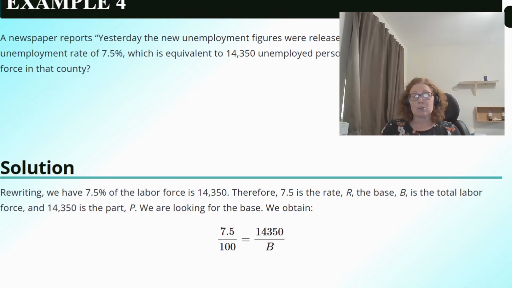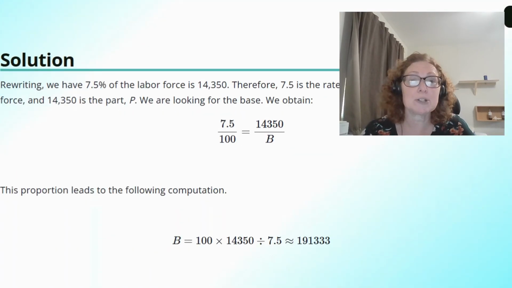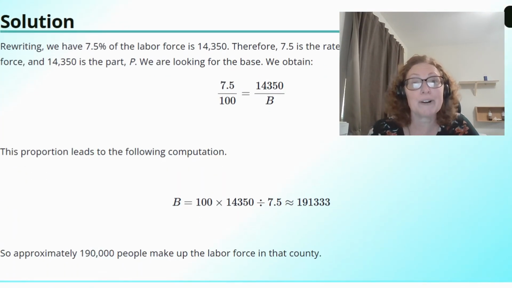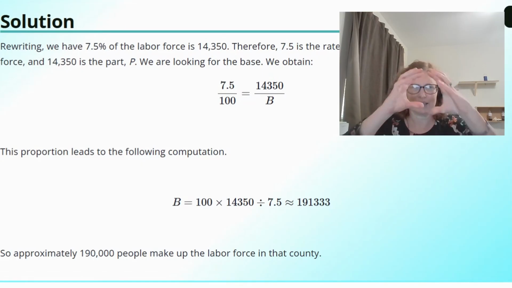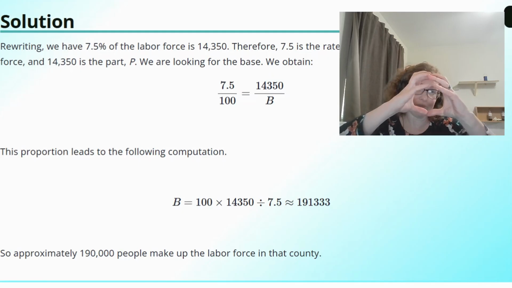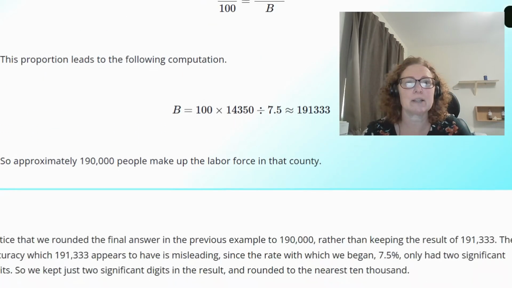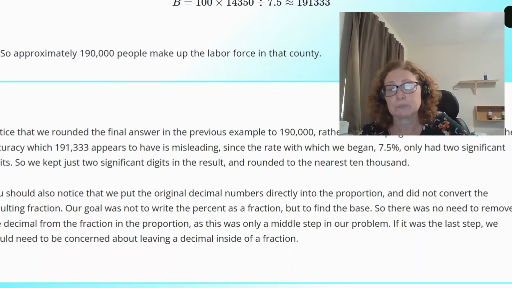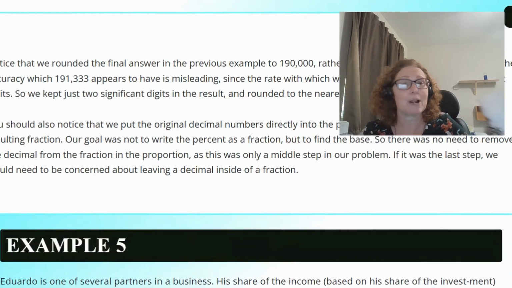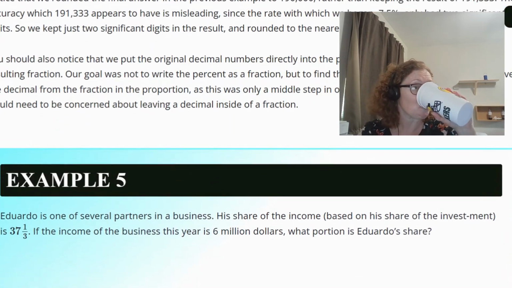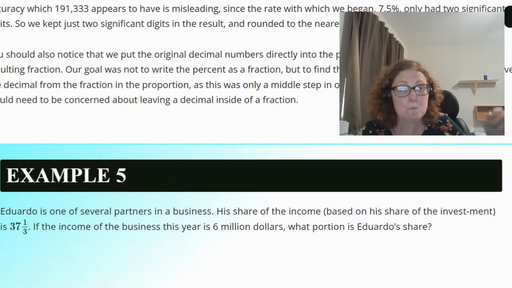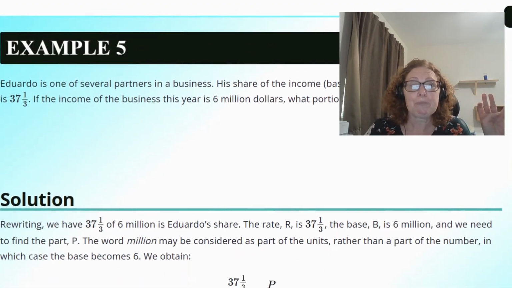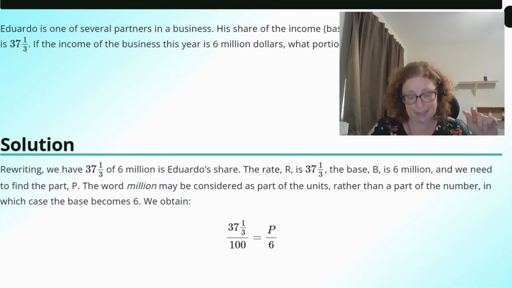So there again, we would do the cross multiplying. We would come up with our answer, which is 191,333. So approximately 190,000 in the big circle, okay, for the county in this situation. Okay, we did round. Think about the rounding if it asks you for rounding. Next example.